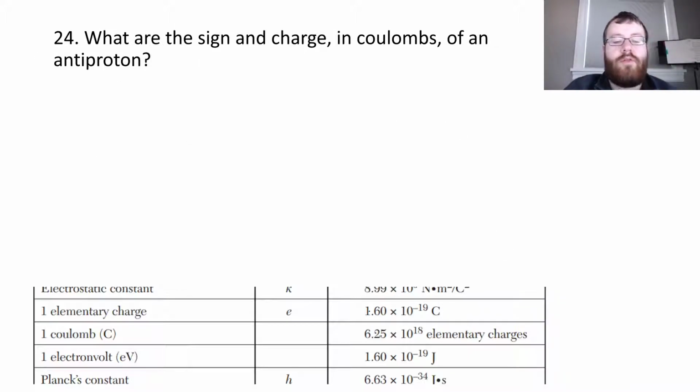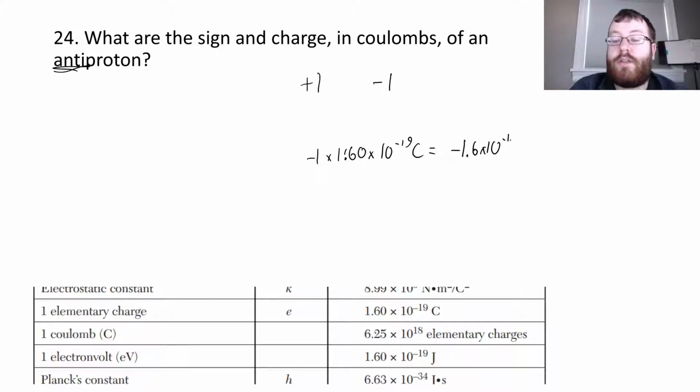All right, next one, very, very similar. We're looking at an antiproton. A proton usually has a +1 charge, but because this is an antiproton, it's going to have a -1 charge. So it's just going to be -1 times 1.6 times 10 to the minus 19 coulombs, which is the negative 1.6 times 10 to the minus 19 coulombs. And that is our value that we have here.